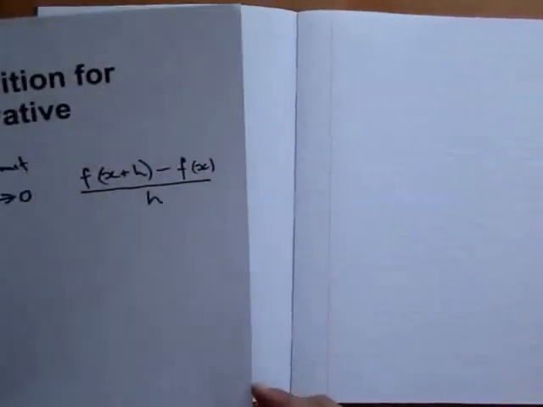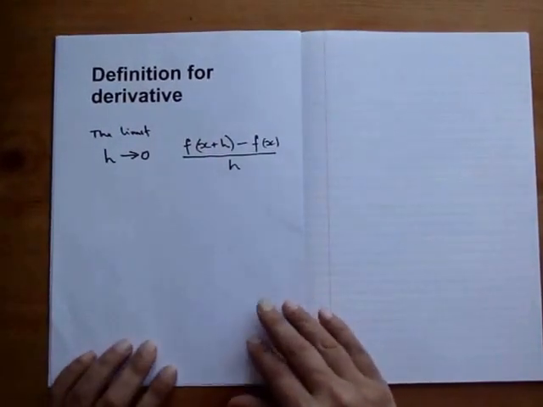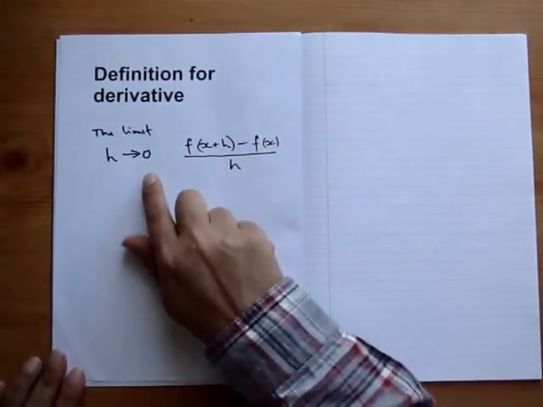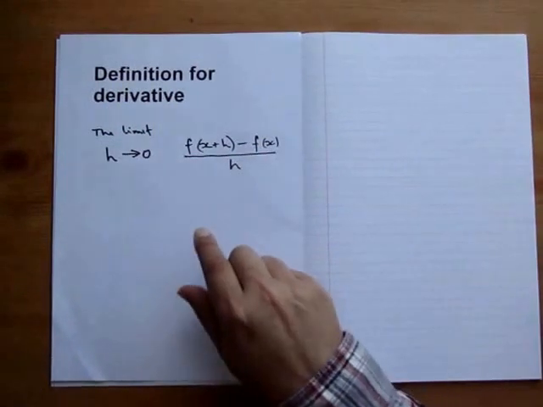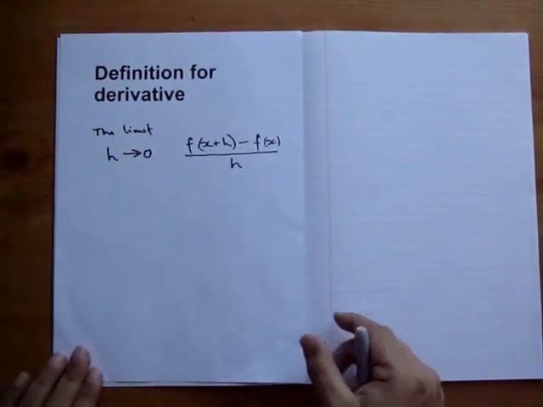When we're talking about the definition of a derivative, it's described as the limit as h goes to 0 of f of x plus h minus f of x, over h. Now what does this mean?